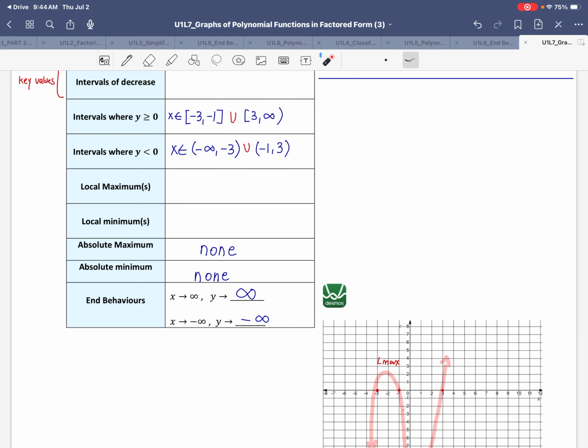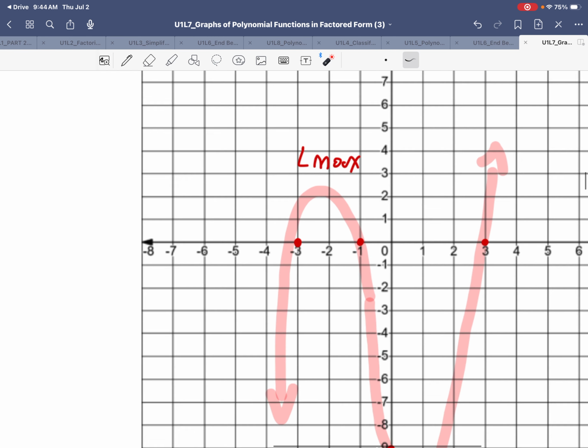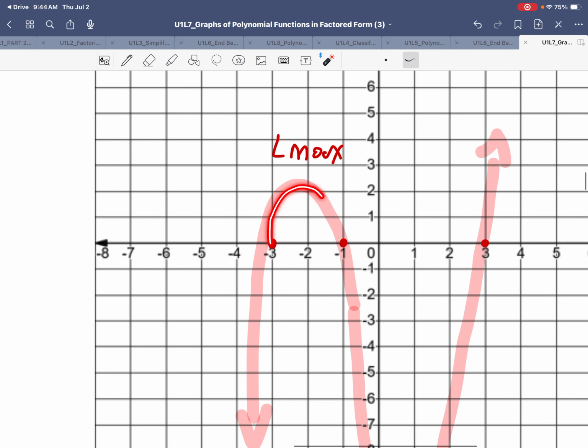Now, we're going to find the local maximum first, which seems to be somewhere in here. Now we are thinking, if there is a local maximum, where could it be?